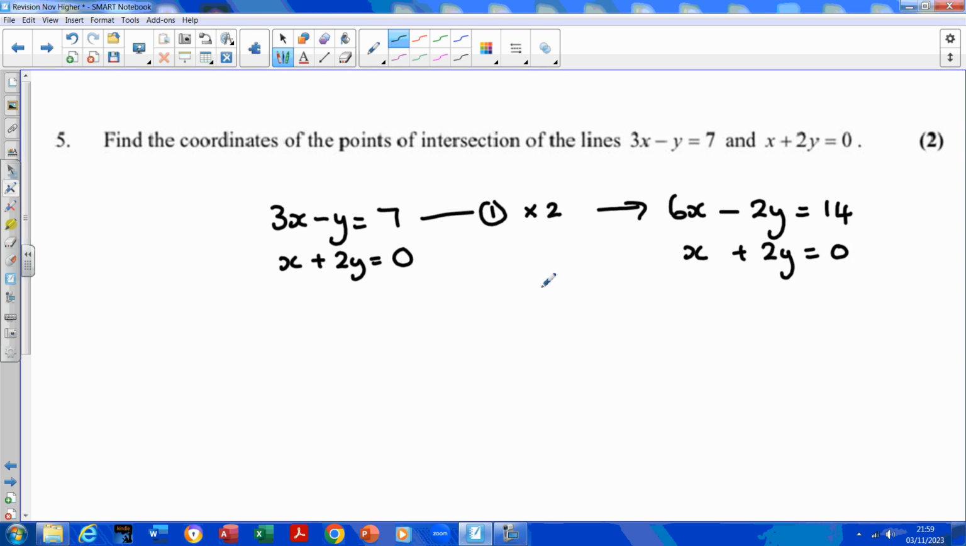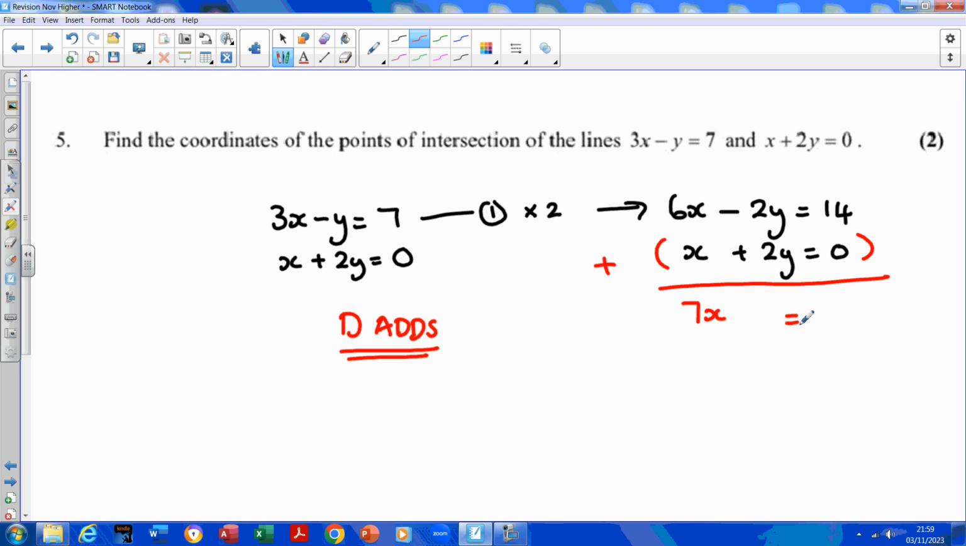So when we have got different signs, that means that we add, it's a dad's one. Different sign means that we add. So I want to add those two equations together. So I've got 6x plus 1x is 7x. I've got minus 2y plus 2y, they cancel each other out, and that was the whole point of it. And we've got 14 add on 0 is 14. So if 7x's are 14, then x is equal to 14 divided by 7, which is 2.